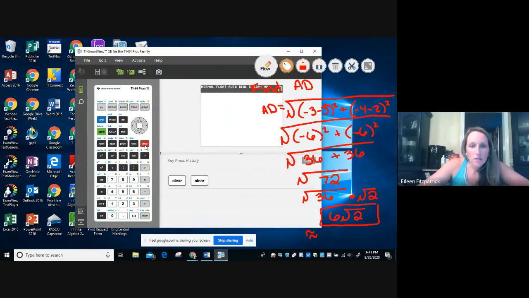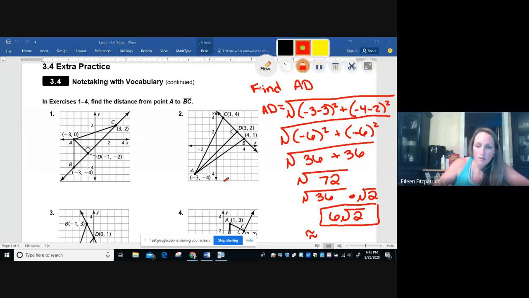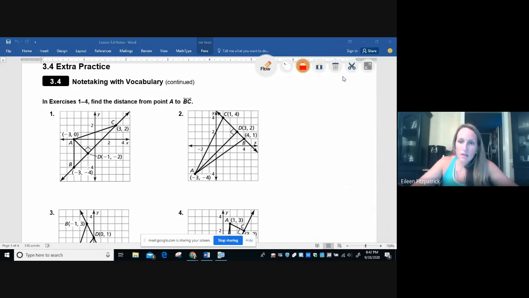All right, so I'm just putting in there 6 and then square root of 2 to get a decimal approximation. You get approximately 8.49. So it's approximately 8.49 units. Okay, so just make sure you're using the perpendicular segment when measuring the distance, okay? Let's move on.